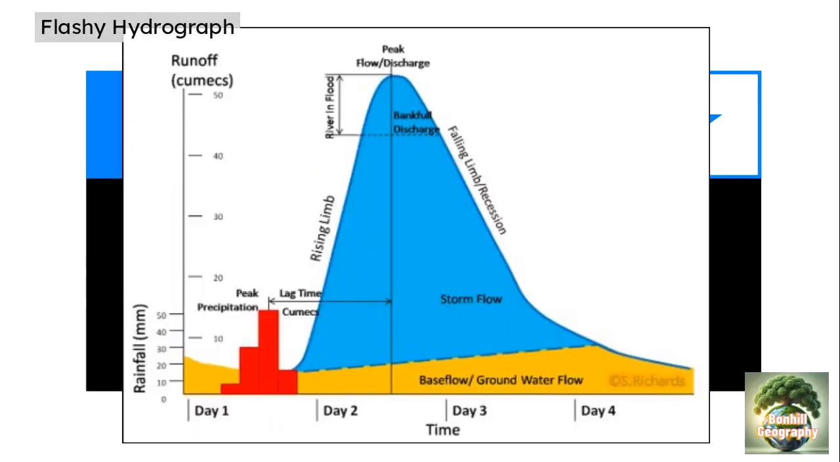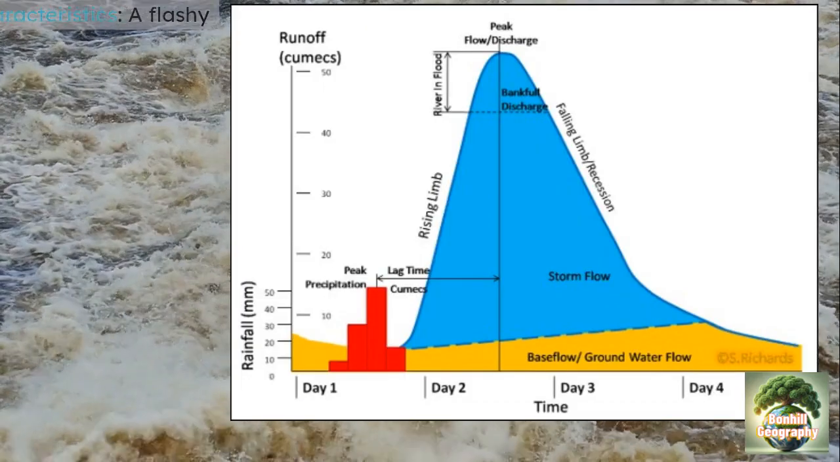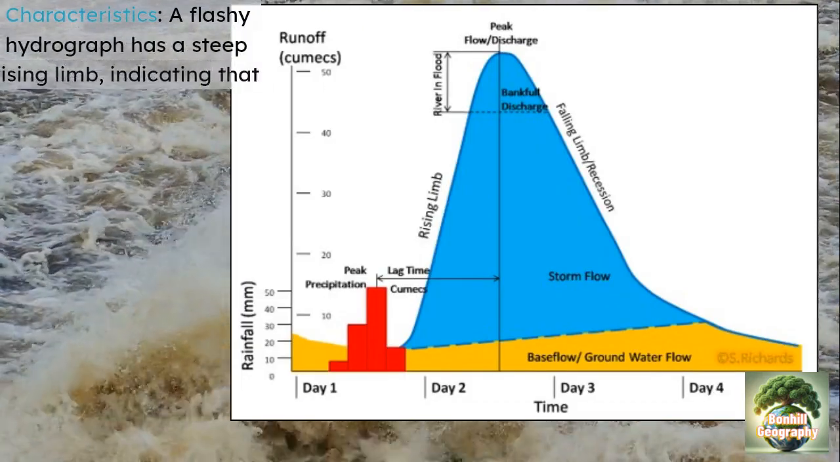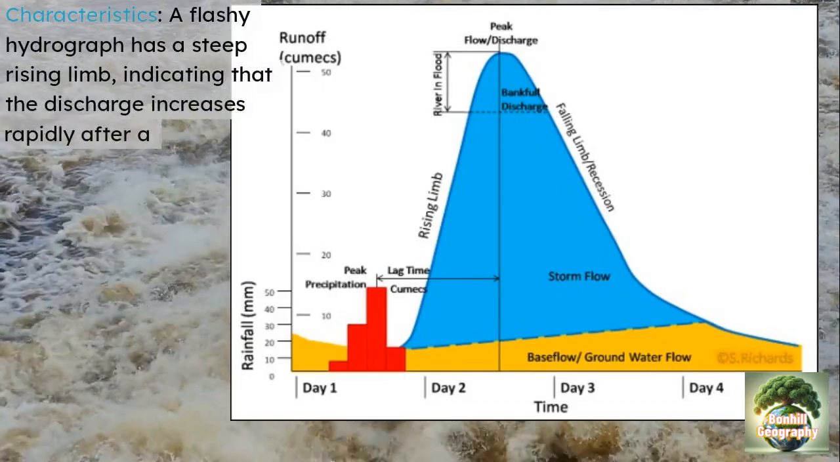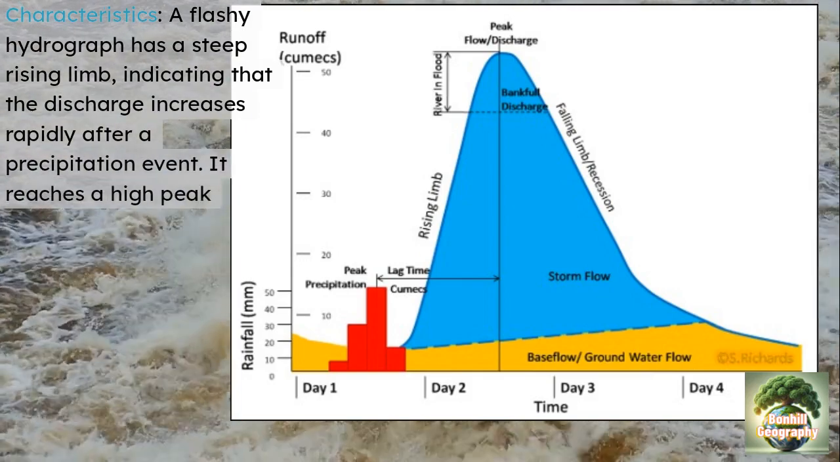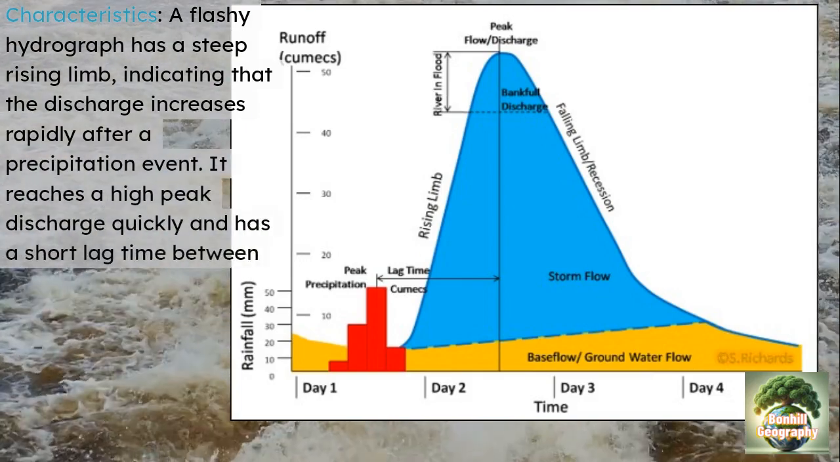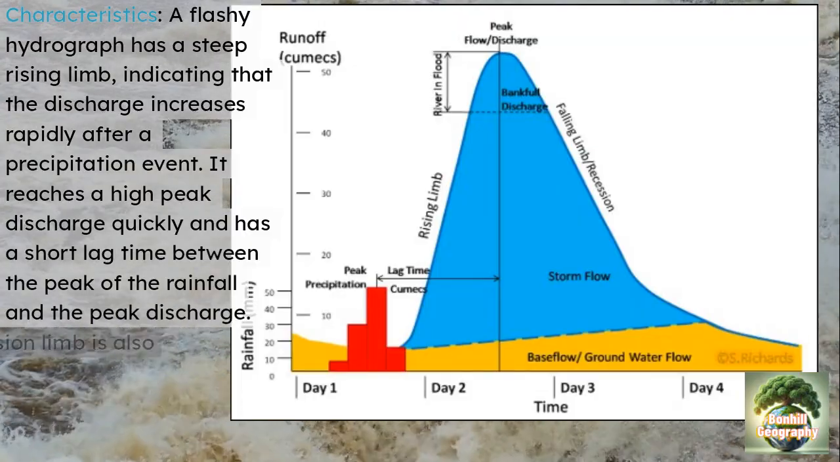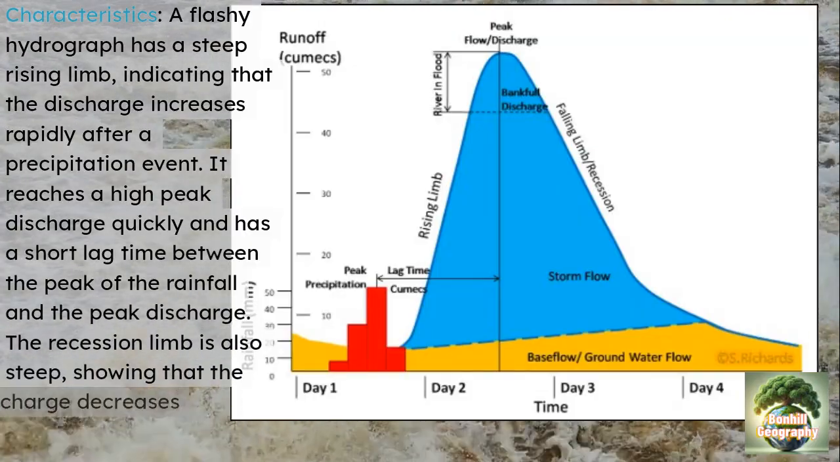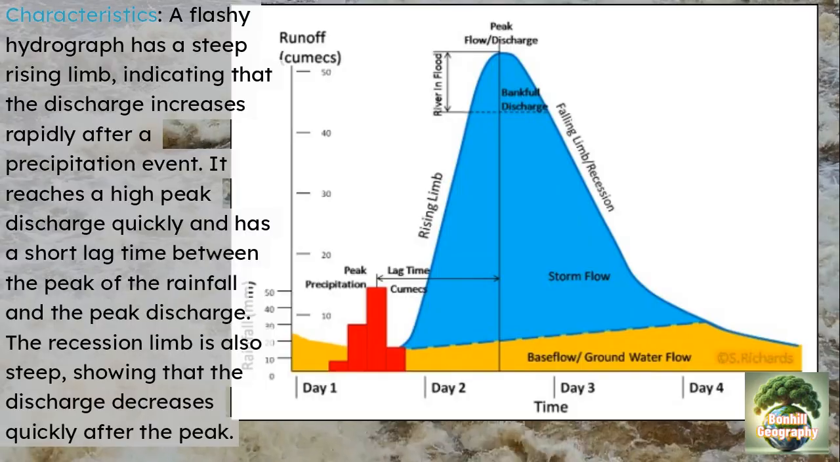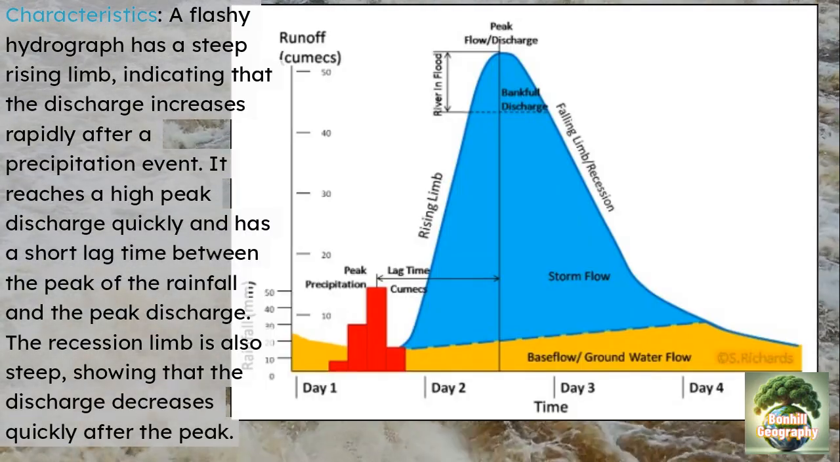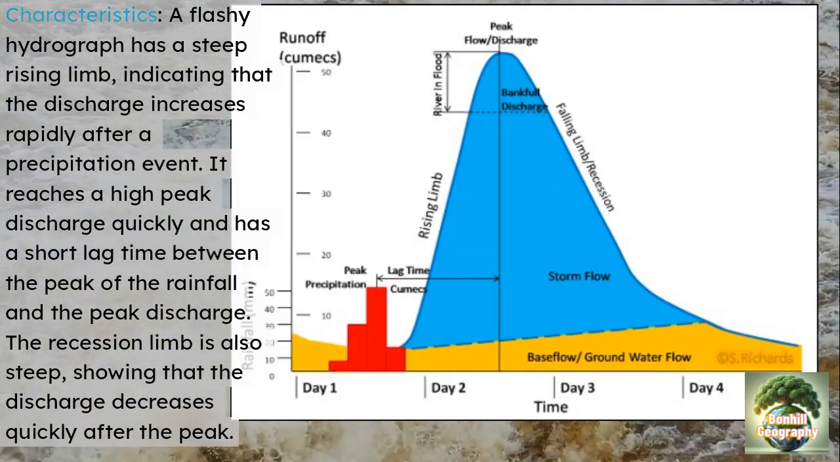Now let's talk about a flashy hydrograph. A flashy hydrograph has a steep rising limb, indicating that discharge increases rapidly after a precipitation event. It reaches a high peak discharge very quickly and has a short lag time between the peak of rainfall and the peak discharge. The recession limb is also steep, showing that the discharge decreases quickly after the rainfall event.